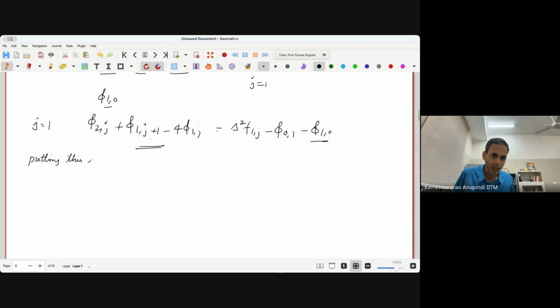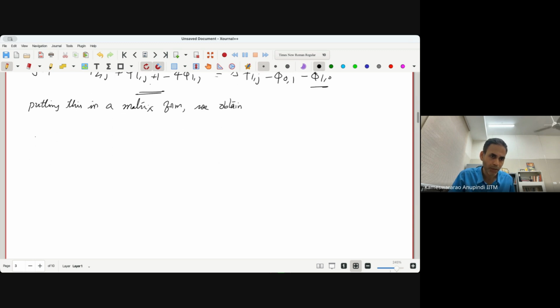That means if I were to write this in a matrix form, we obtain a very big matrix, which is going to be -4, 1, and 1, because the other two have gone to the right hand side since phi 0, 1 and phi 1, 0 are known. Then the second entry is going to be 1, -4, 1, and then you're going to get a 1. In between there are zeros.